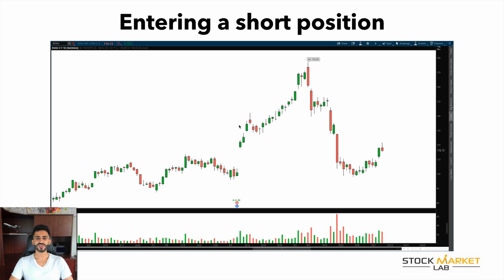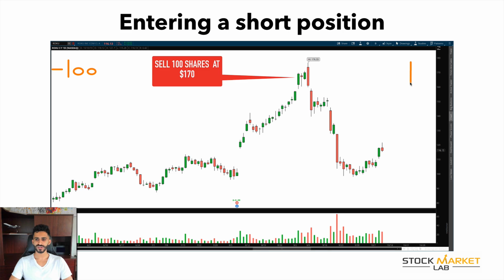So, entering a short position. When you're entering a short position, it's kind of the opposite of buying. All you're doing is you're selling 100 shares. Let's say in this example, we want to sell 100 shares at 170. Once again, what happens is we go negative 100. Our account says negative 100. If I was buying 100 shares, it would say positive 100, right? But in this situation, it's saying negative 100. So negative 100, I'm selling 100 shares at 170.